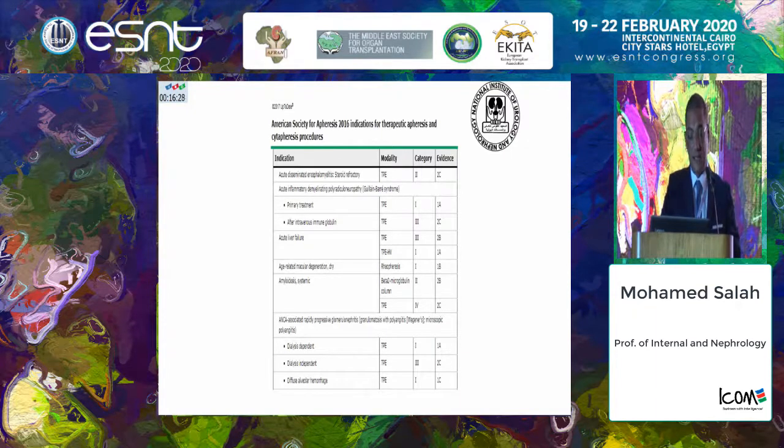amyloidosis, systemic amyloidosis for beta-2 microglobulin removal by column, and TPE, ANCA-associated rapidly progressive GN, granulomatosis with polyangiitis, example Wegener's syndrome, or microscopic polyangiitis, whether it was dialysis dependent or independent, or in the case of diffuse alveolar hemorrhage.